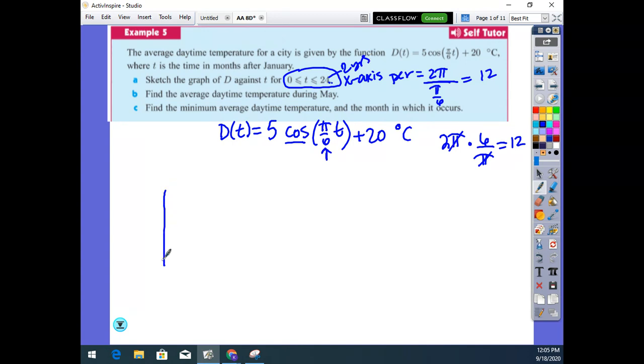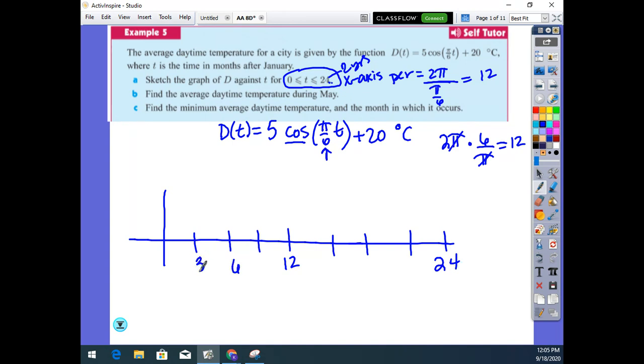All right, so first of all, I'm going to go 1, 2, 3, 4. That's my first year. I'm going to get my first cycle in. 1, 2, 3, 4, 24 months. So this is going to show every 3 months. Then I'll go all the way up to 24.